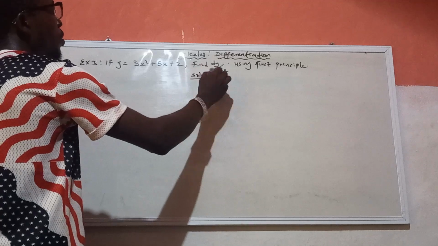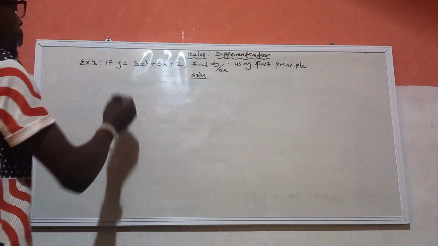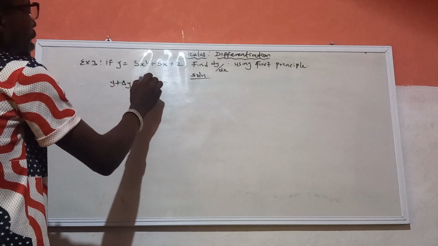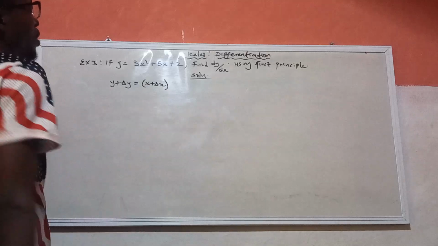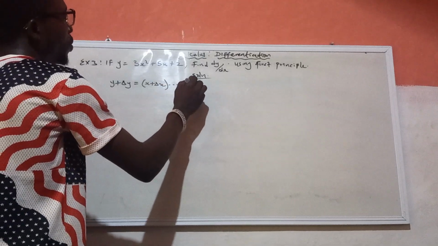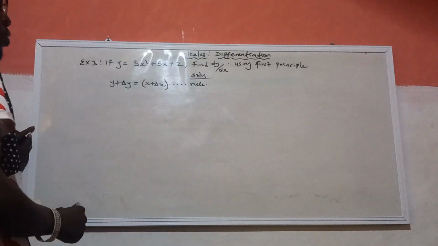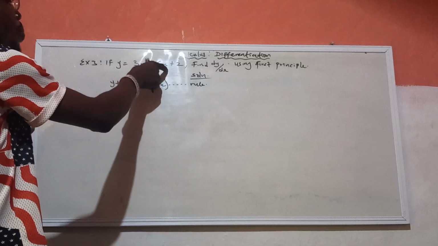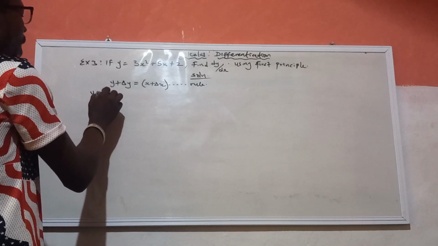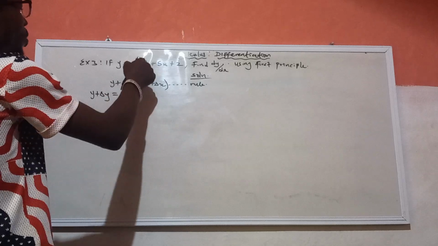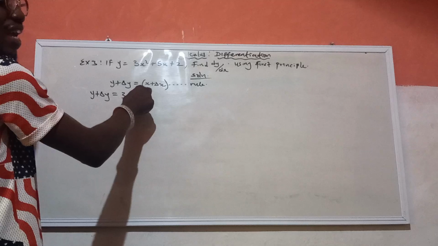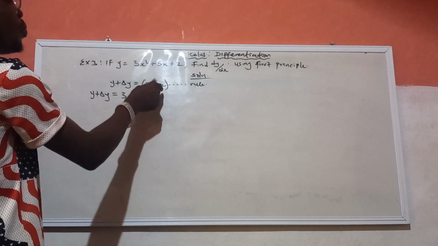Solution. As you can see, first principle states that y plus change in y equals the rule evaluated at x plus change in x. So coming back to our question, I will say y plus change in y equals the question, where this x has a rule of x plus change in x. So I will remove this x and put his rule there.